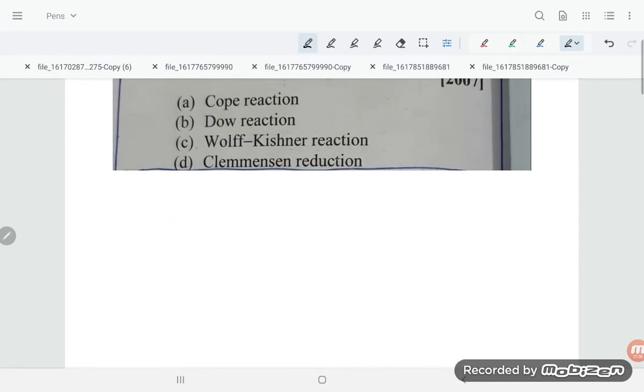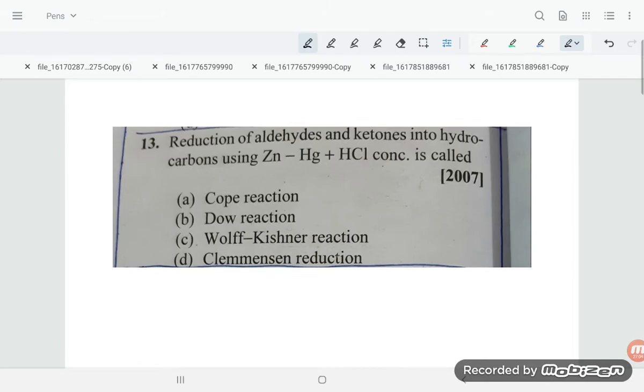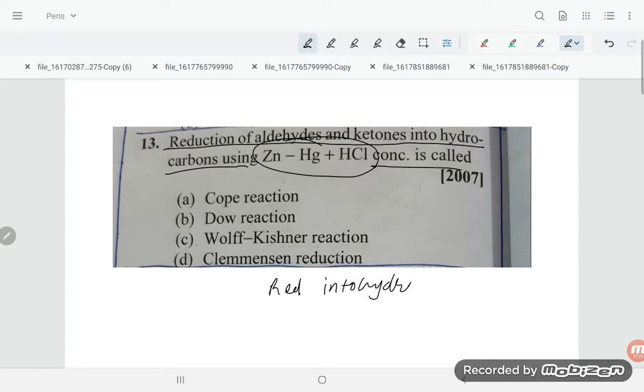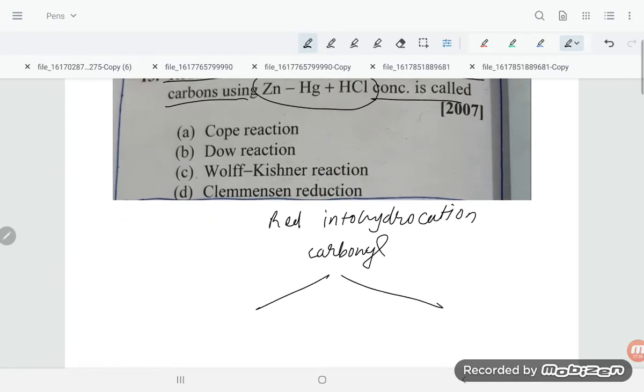Now let us move to question number 13. Reduction of aldehyde and ketones into hydrocarbon using ZnHg, zinc amalgam and HCl is called. So this is called Clemmensen reduction, student. If you are talking about reduction into hydrocarbon, we have a carbonyl compound, and you are going to reduce. So two are there. First one is Clemmensen, and second one is the Wolff-Kishner.